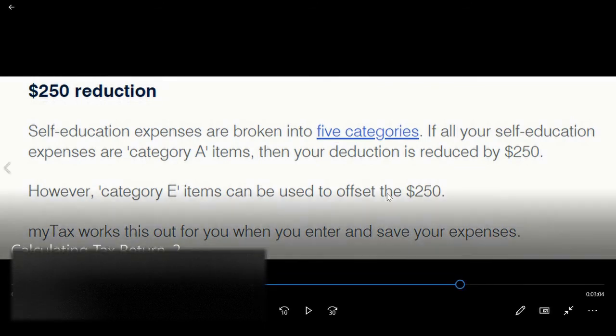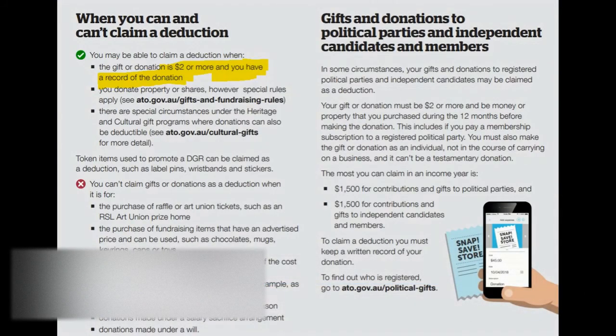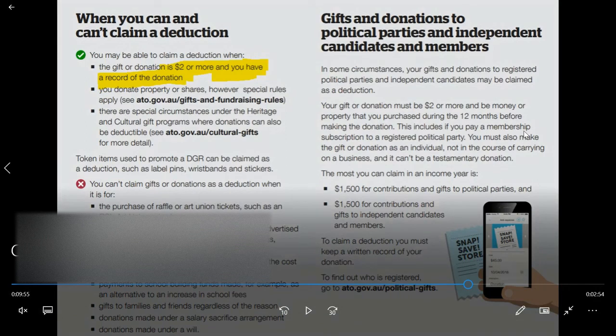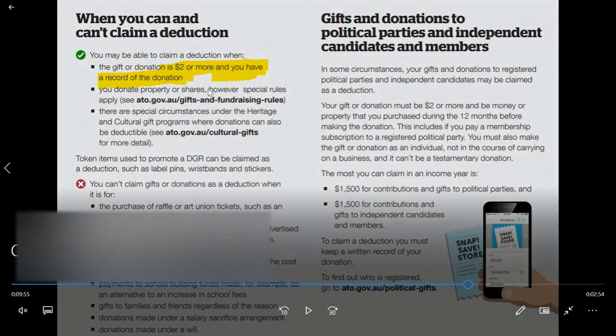So if you had self-education expenses for a job and it was like $240, unlucky, you don't get a deduction for that. So you get a deduction for anything that's more than $250 relating to self-education expenses. This is just a donation deduction.